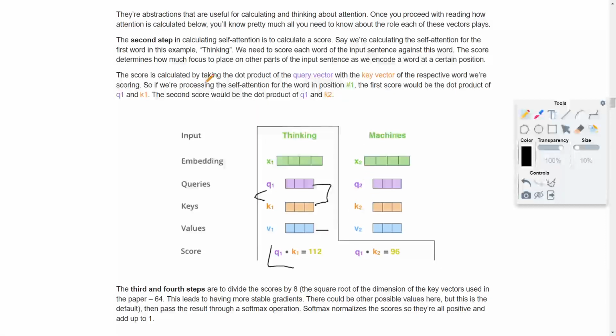Generally for similarity, one of the things we do is the dot product. Here, for finding the score for Q1, K1, we did the dot product, and similarly we did it for Q1, K2. We are trying to find out which particular word has the most similarity with the query.